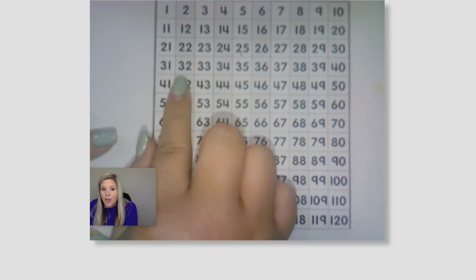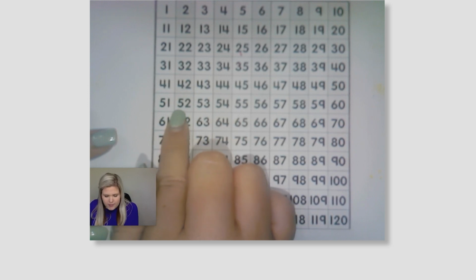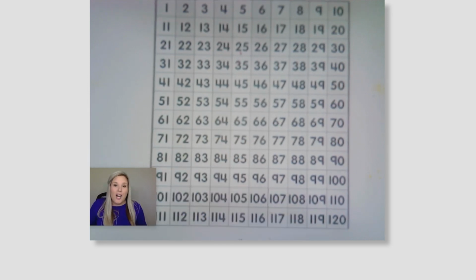22, 32, 42, 52, 62, 72. Great job finding a pattern counting by tens in a 120 chart. You are doing a fabulous job.